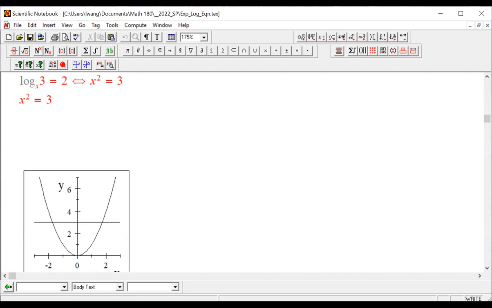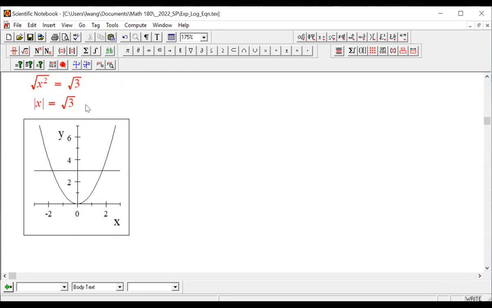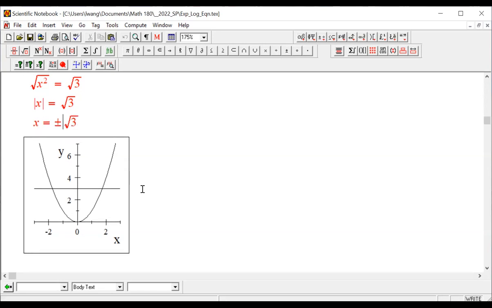Algebraically, we have very sophisticated procedures for these. What do we have? We take the square root on both sides. The square root of 3, and the left-hand side is the absolute value. So the absolute value of x equals root 3. And the numbers we want to identify are negative root 3 and positive root 3. So at this point, x equals plus or minus root 3. There you go, we found two solutions.